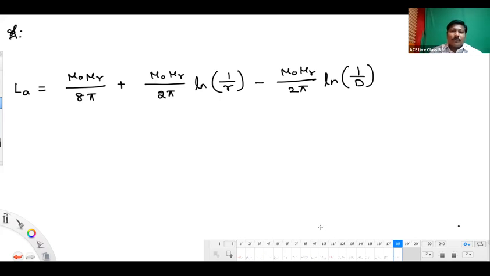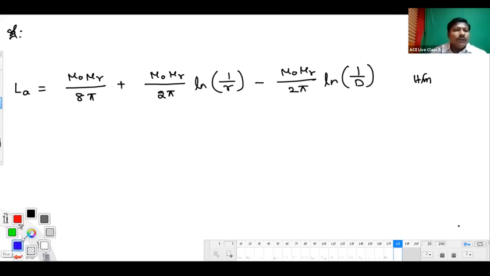Anybody having a doubt about it? Is it clear? I have not written anything new. We just have the basic formula of internal plus external, and I have rewritten it in this manner. It will be in Henry per meter.